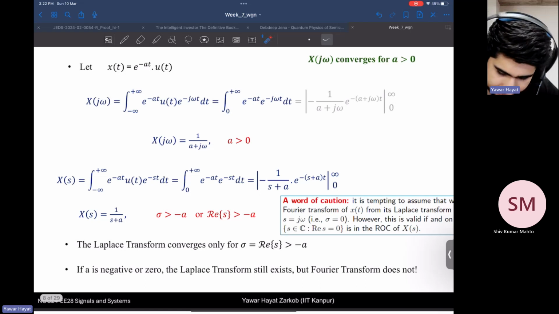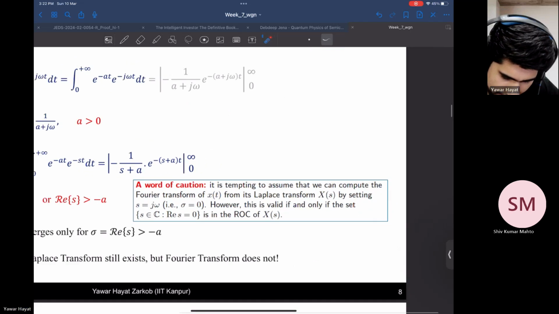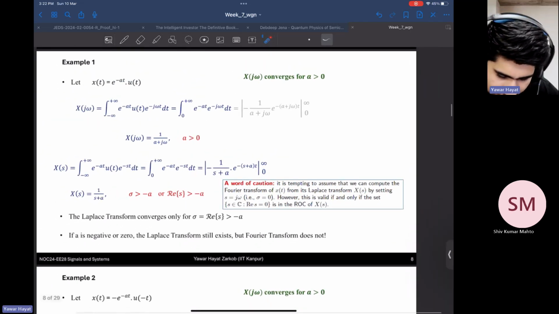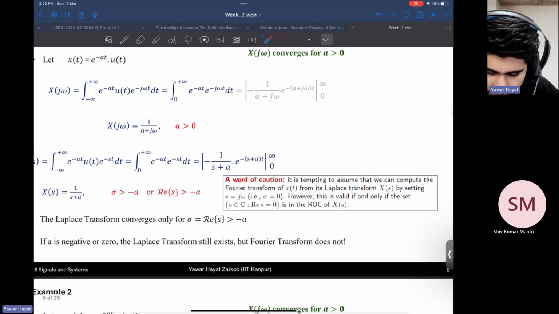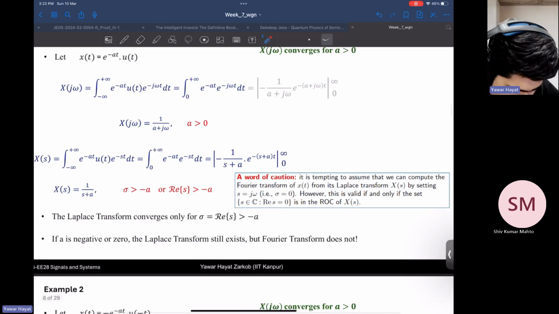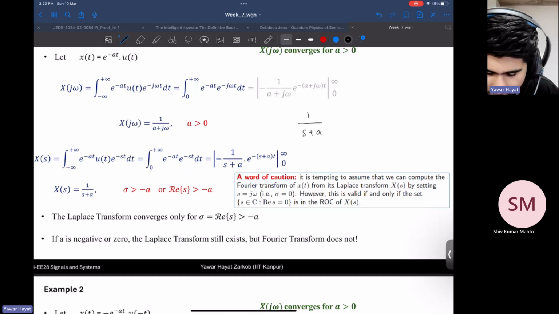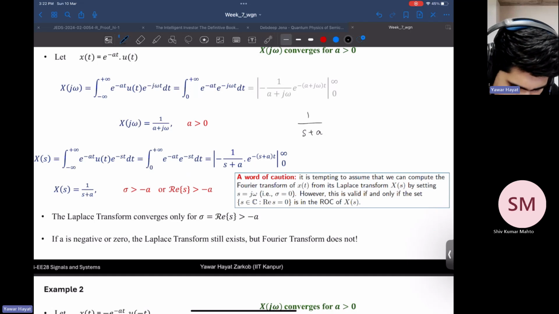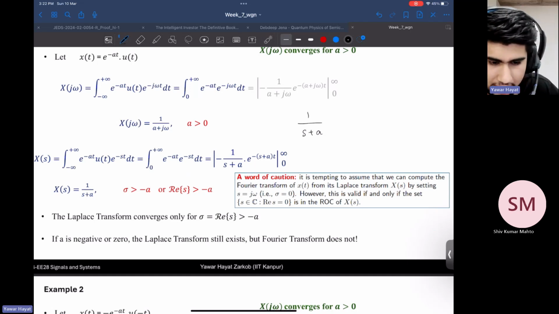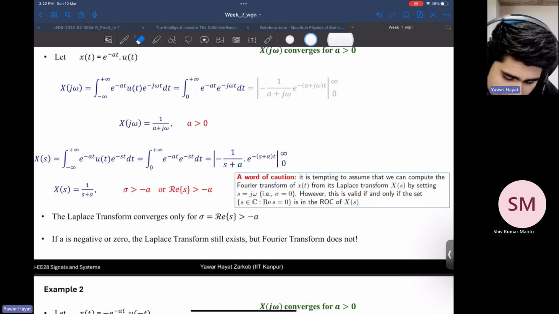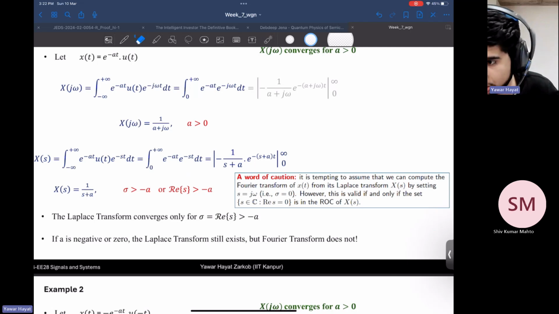So a word of caution: it might seem tempting that we can compute the Fourier transform of x of t from its Laplace transform by setting s equal to j omega. Because if you see in this example, what is my Laplace transform? 1 by s plus a. We might be tempted that if I use s equal to j omega in the results of the Laplace transform, I might get the corresponding results for the Fourier transform. But that is not the case, because that is not valid in general.